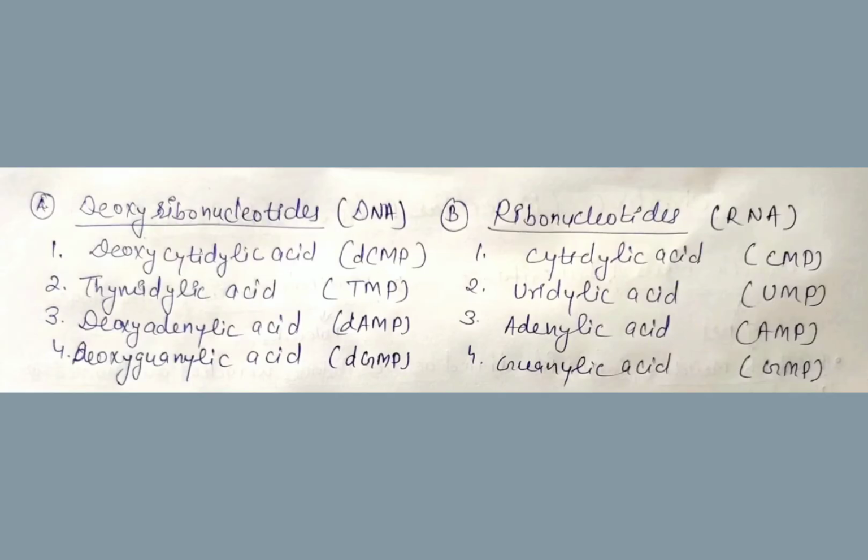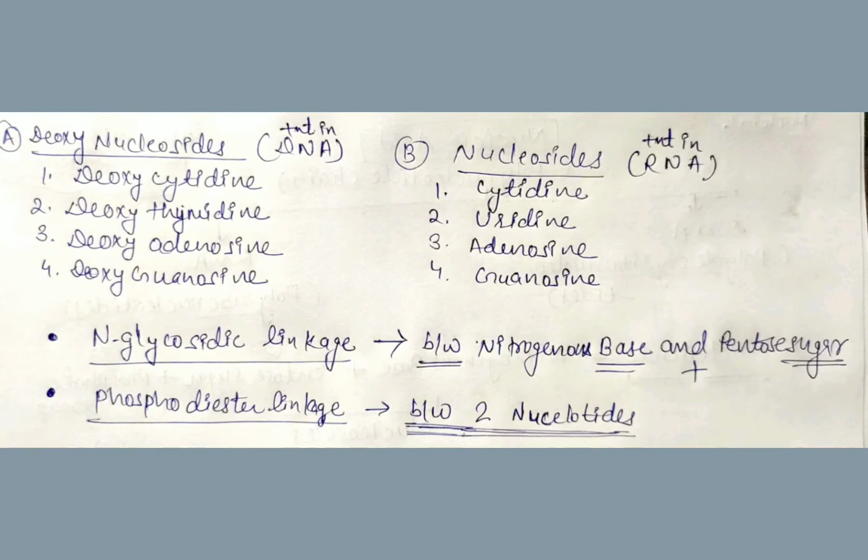Now let's take a quick look at the types of nucleotides present in DNA and RNA. In DNA the nucleotides are deoxyribonucleotides, so they are deoxycytidylic acid, thymidylic acid, deoxyadenylic acid and deoxyguanylic acid. And in RNA they are cytidylic acid, uridylic acid, adenylic acid and guanylic acid. The nucleosides present in DNA are known as deoxynucleosides: deoxycytidine, deoxythymidine, deoxyadenosine and deoxyguanosine. And in RNA the nucleosides are cytidine, uridine, adenosine and guanosine.